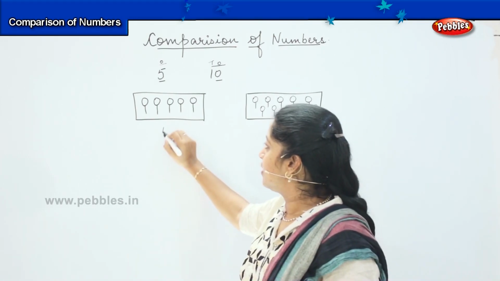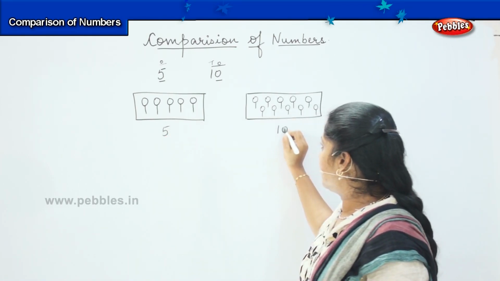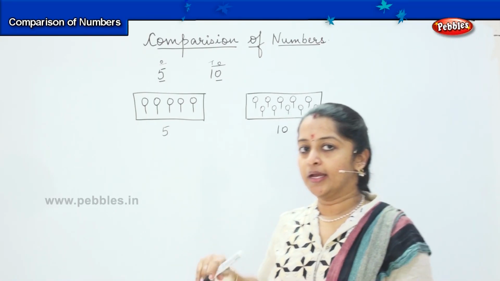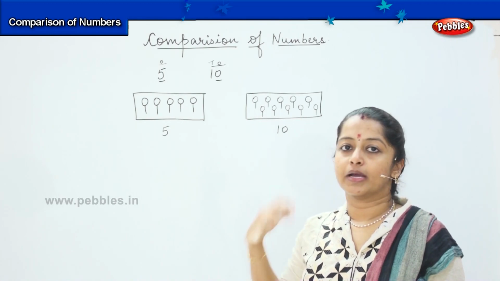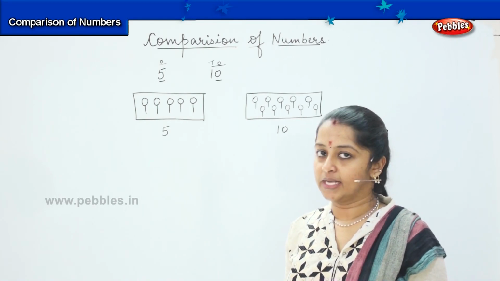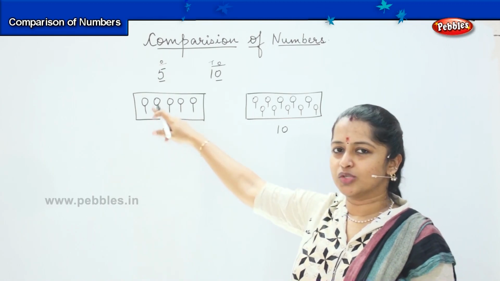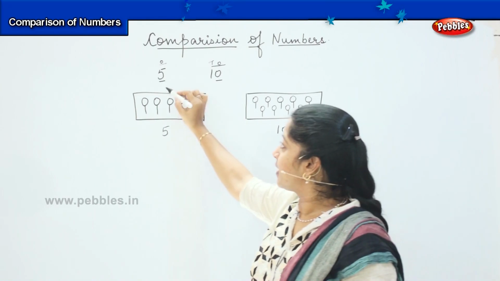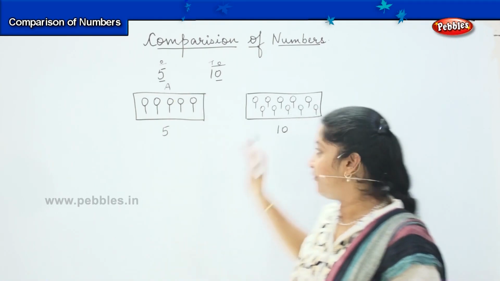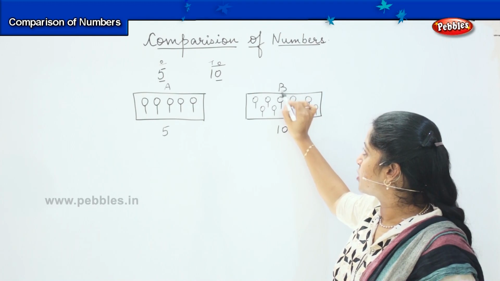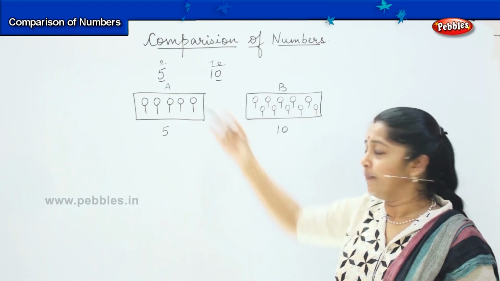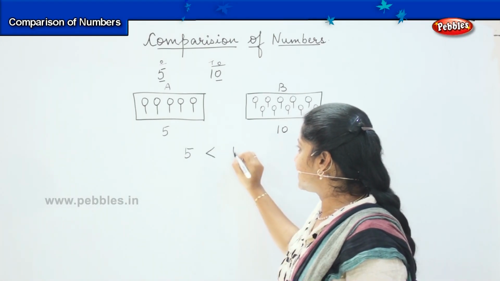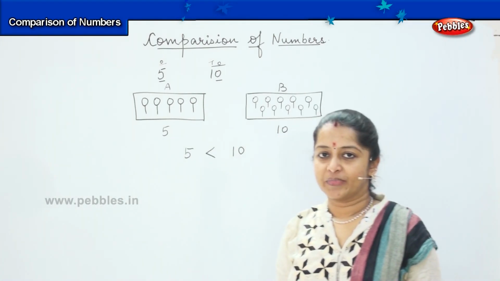Can you tell me which among these is bigger and why? You need to give me a reason. Why do you think the first number or the second number is bigger than the other one? When you count, there are only 5 lollipops in box A, whereas in box B there are 10. It is more than 5. So can we say that 5 is less than 10? Can we say that, children?